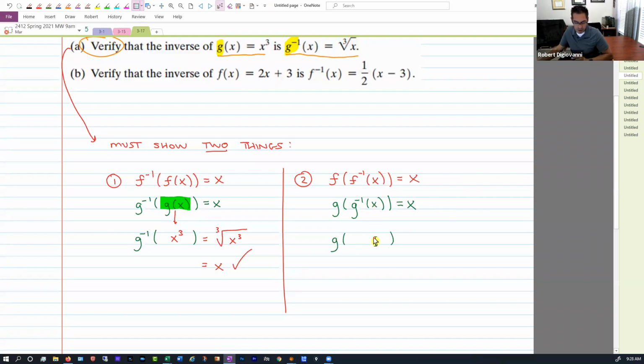What are we putting in? The cube root of x. I'm sorry? The cube root of x. The cube root of x. So we're replacing that with what it is, which is the cube root of x. And now we're supposed to take the cube root of x and plug it into g. So what does g do?